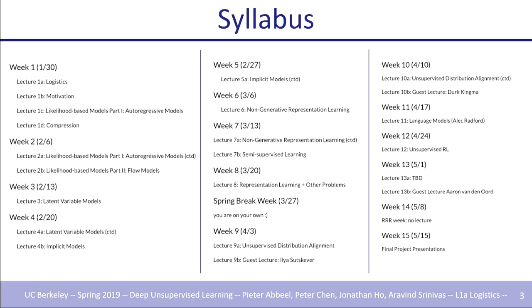Syllabus for the semester. I just stepped through what we'll do in week one. Week two, we'll continue with likelihood-based models, including flow models. Week three, latent variable models. Week four, more latent variable models, then implicit models, which is GANs. Then non-generative representation learning, which is where you learn to predict color or where a patch is relative to another patch and so forth. Semi-supervised learning, which is one of the other reasons unsupervised learning can be useful.